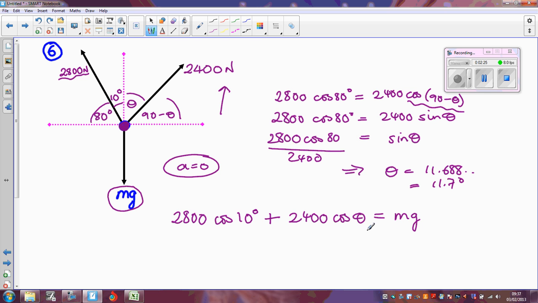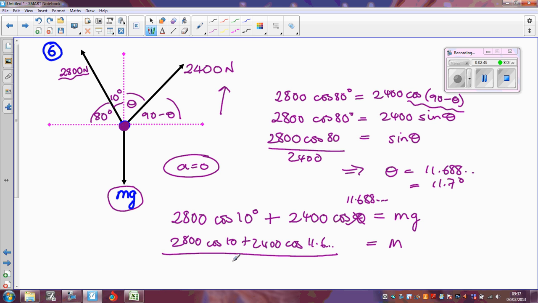So if we want to find the mass then, well, we know that theta is the 11.688 degrees that we've saved from earlier. So m is just going to be 2,800 cos 10 plus 2,400 cos 11.688 degrees that you saved in your calculator, divided by g, so in other words divided by 9.8. If you work that out, it comes out as 521.19, in other words 521 kilograms.